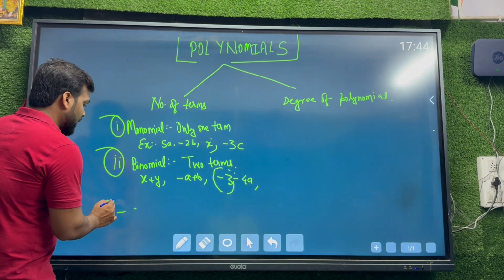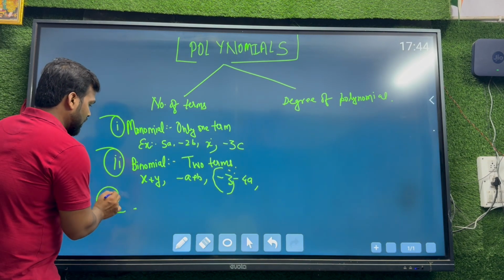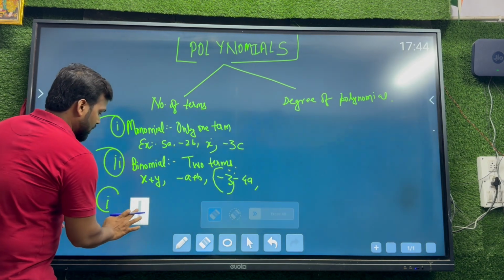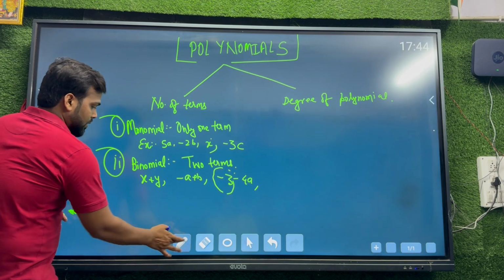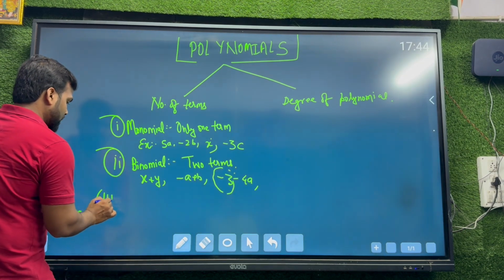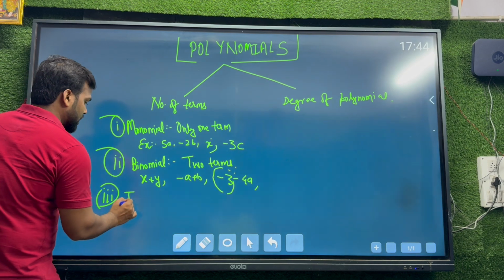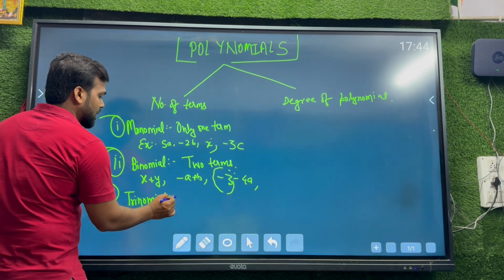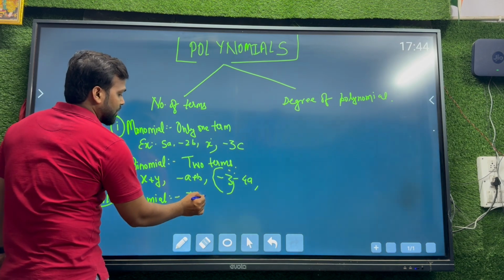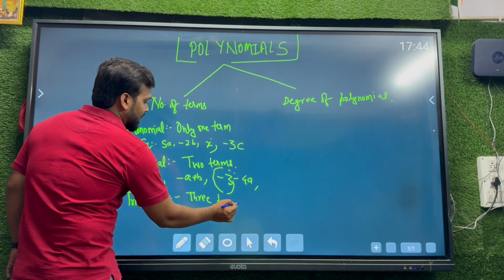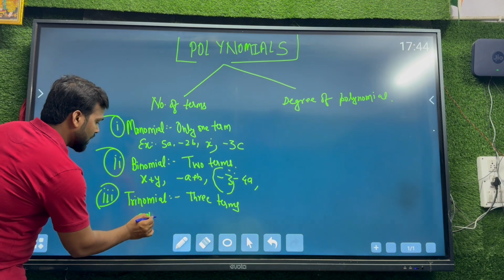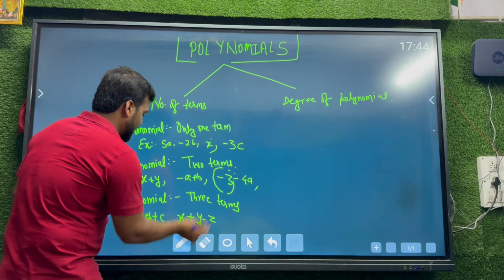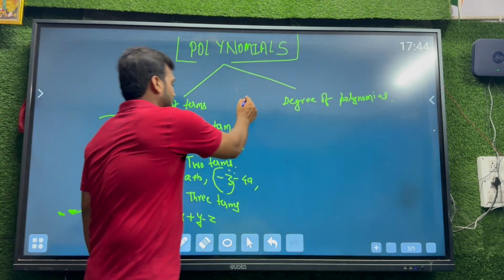And then we define binomial, and then we have trinomial. Just 1 second. We have trinomial. A trinomial is a polynomial having three terms. Can you give me some examples? We can write a plus b plus c is a polynomial having three terms, x plus y minus z. So these are the polynomials based on number of terms.